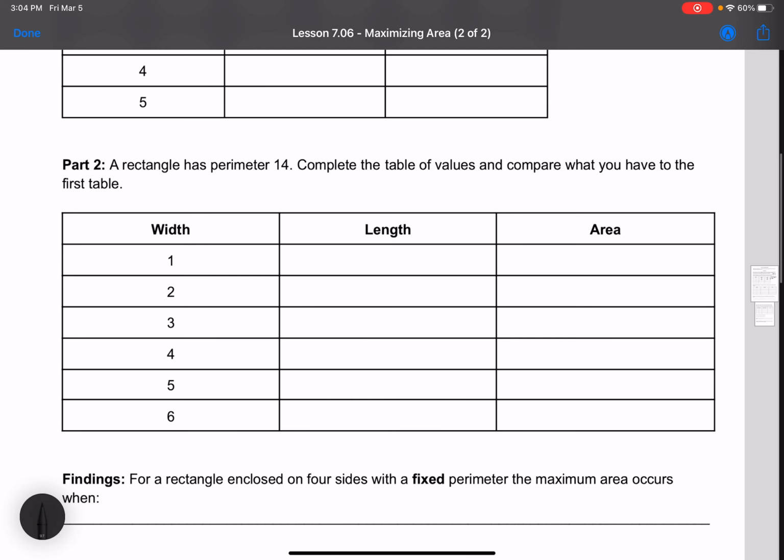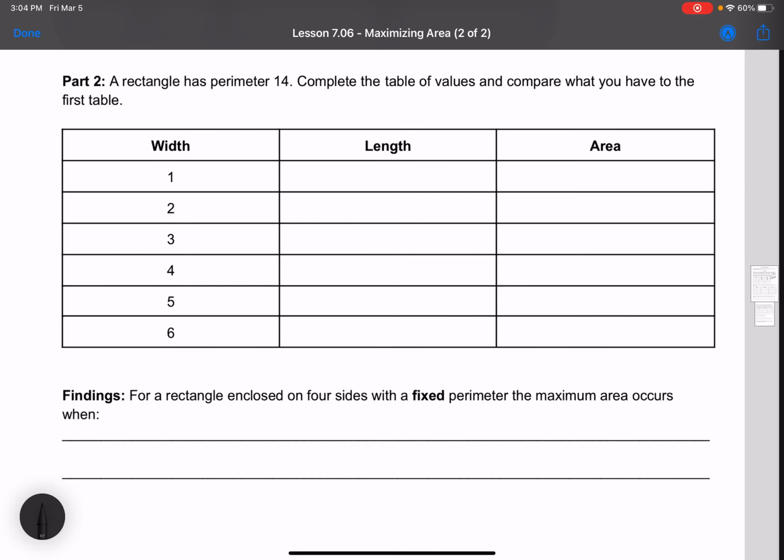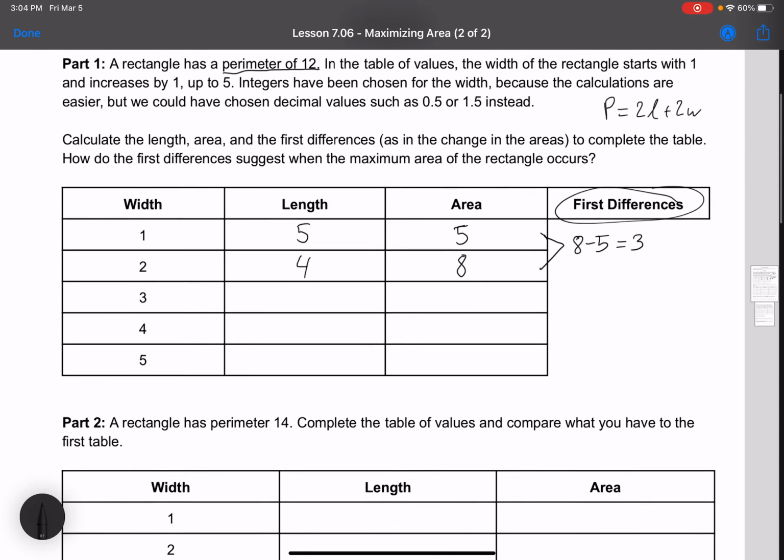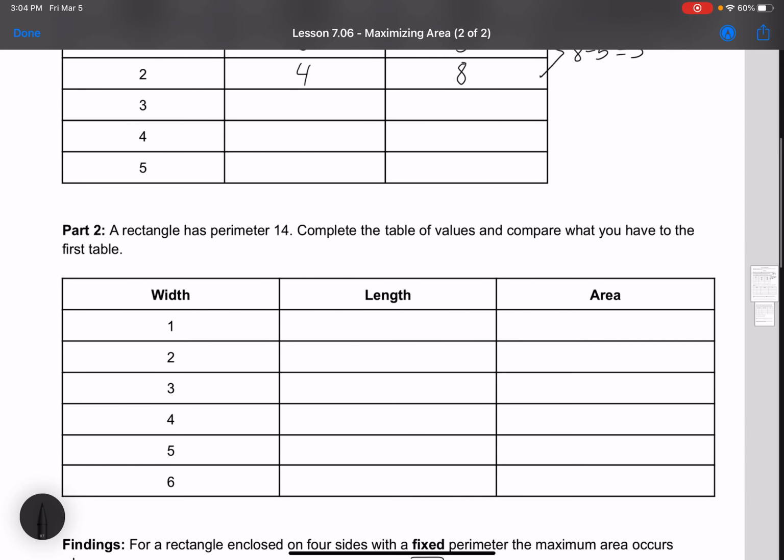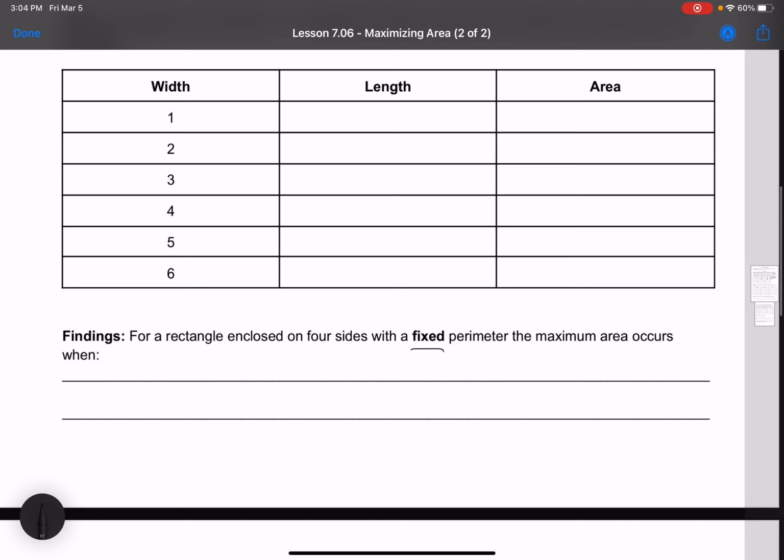All right. Then I also want you to go through, maybe you have an idea after that first table, and do a similar thing with a second one and see if that pattern continues. The idea is, given a fixed perimeter, in the first case it's a perimeter of 12. In the second case, it's a perimeter of 14. And see what you need to create a maximum area. That's part 1 of the investigation.